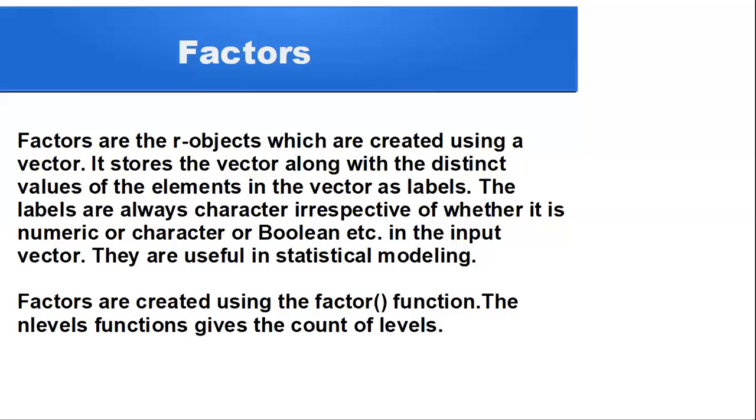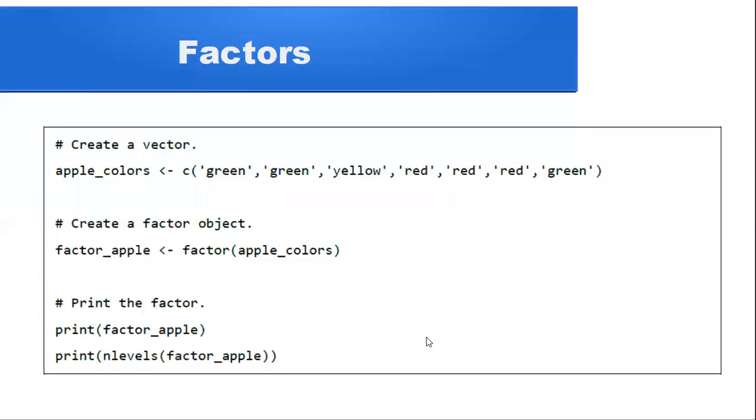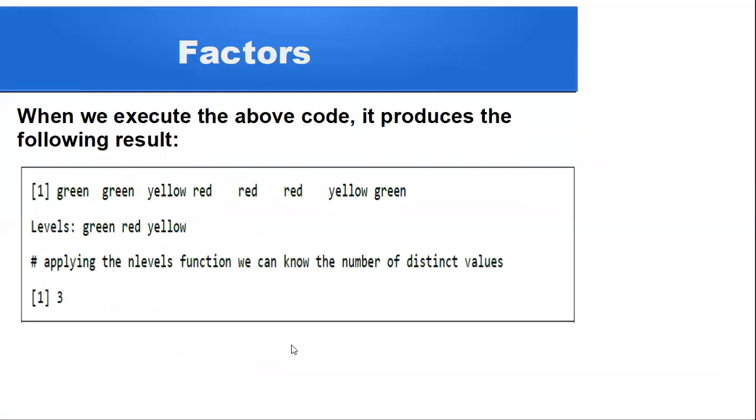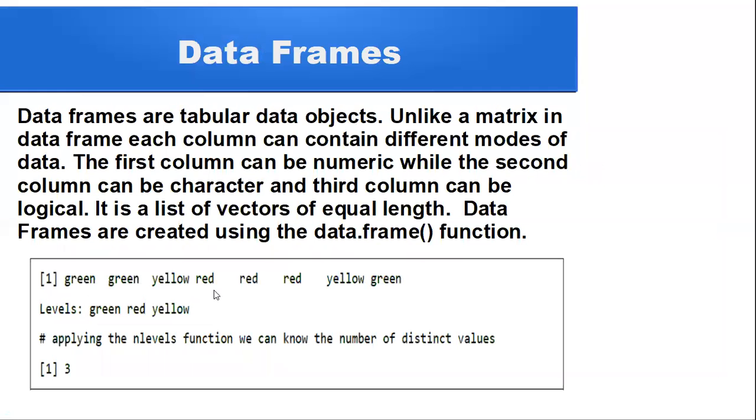Now, I am showing you an example of how to create a factor. Create a vector of apple colors: green, yellow. Create the factor object apple, print. Then nlevels, these are the parameters. Now, the output of this is yellow, green, and the levels. Yes.